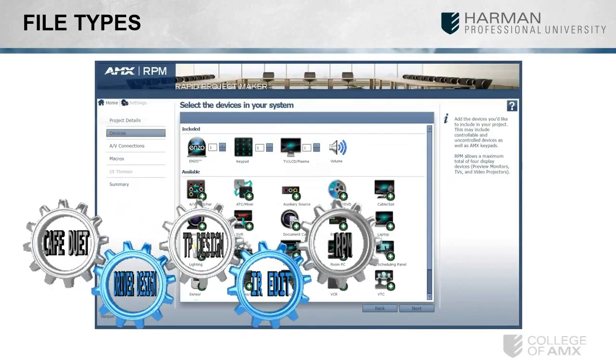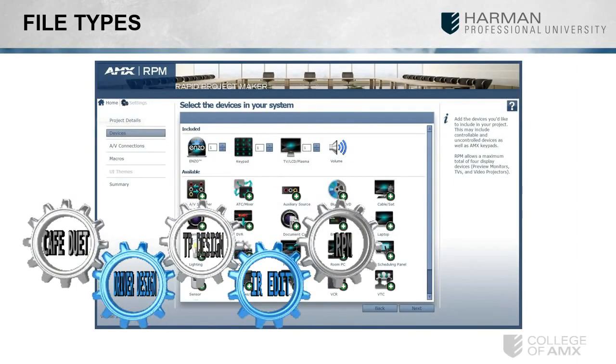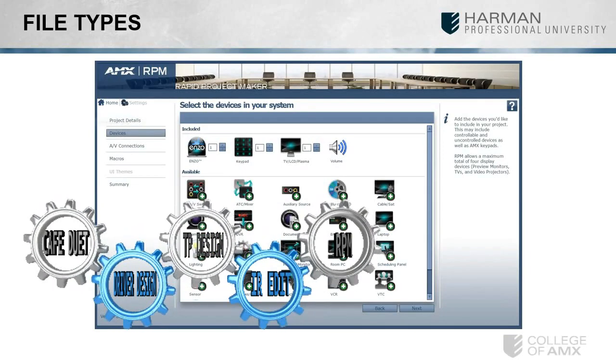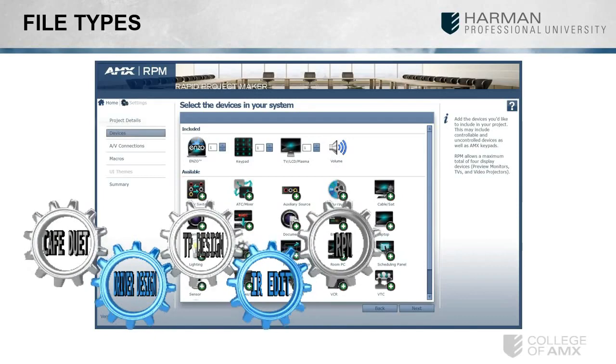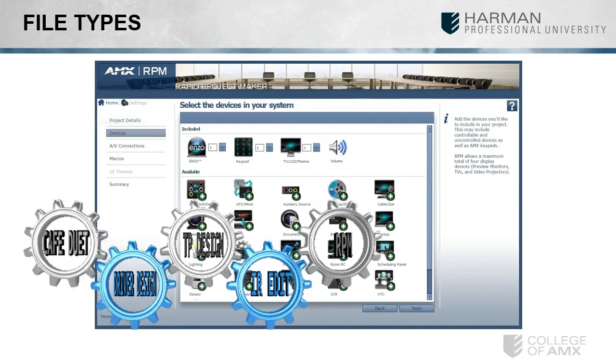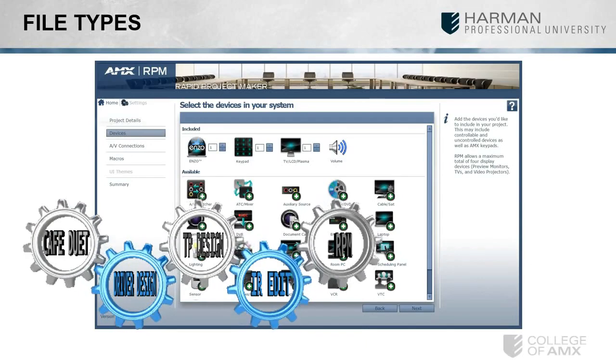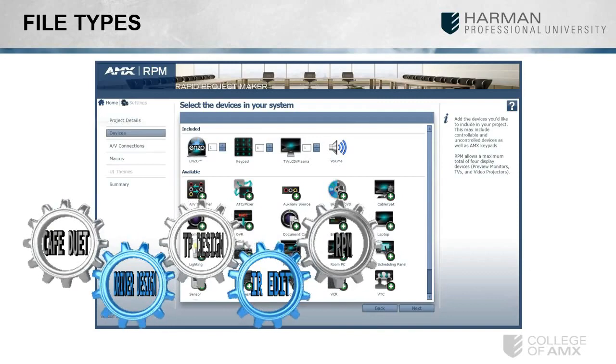RPMX files are created with RPM, Rapid Project Maker. RPM is a cloud-based configuration tool that allows AV technicians or IT professionals to easily configure an AMX system by using a step-by-step approach. RPM simplifies more than just the configuration. It is a comprehensive tool designed to help throughout the process from start to finish, delivering standardized out-of-the-box functionality without the need for custom programming.